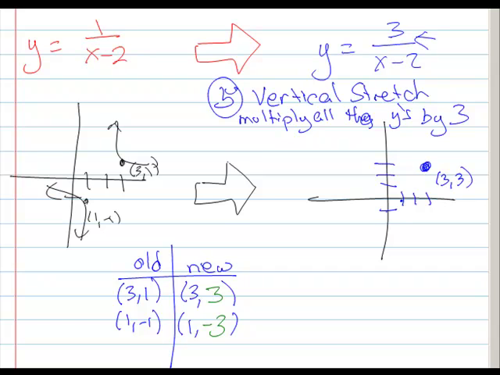and 1, negative 3. And then we draw the new graph. It's actually stretched out, it's just kind of hard to tell because we're only paying attention to 2 points. But this just gives you an idea. Again, we're only really looking for the general shape here.